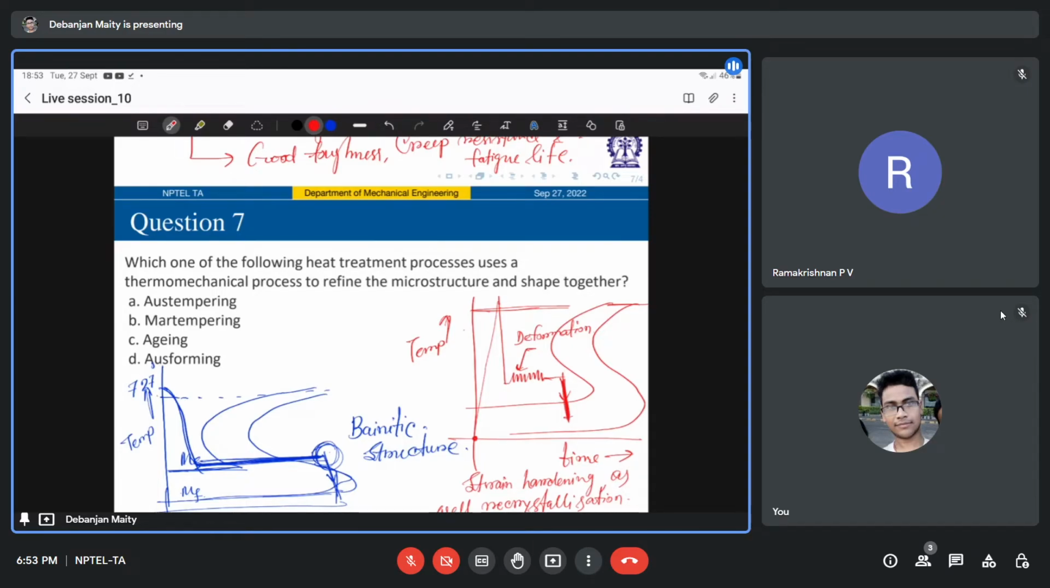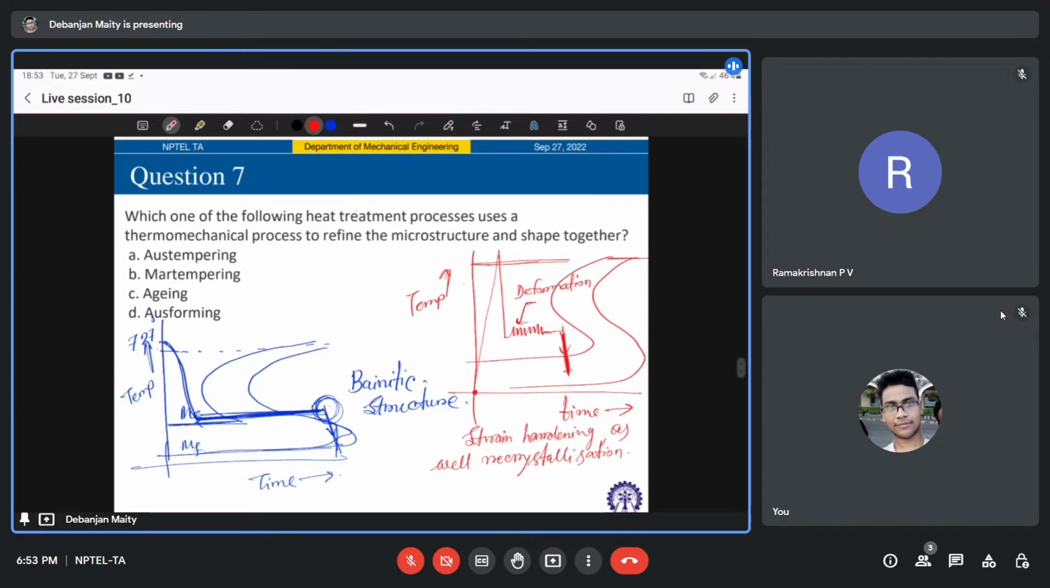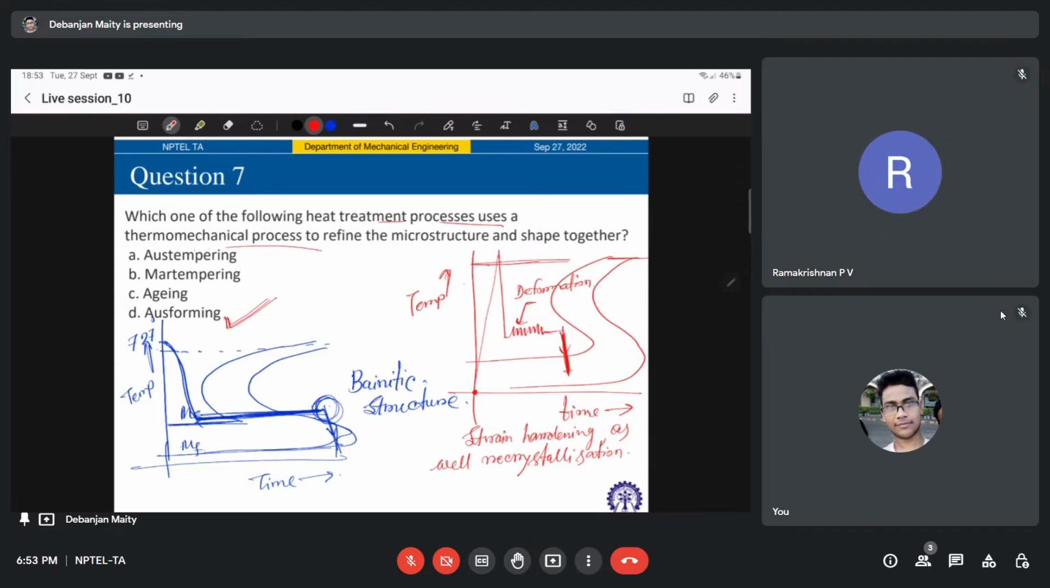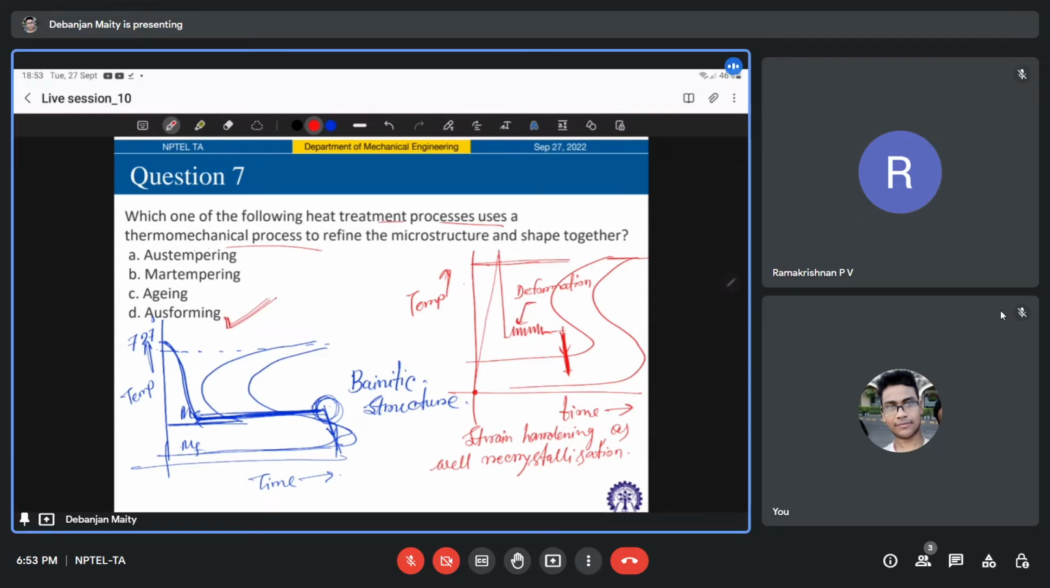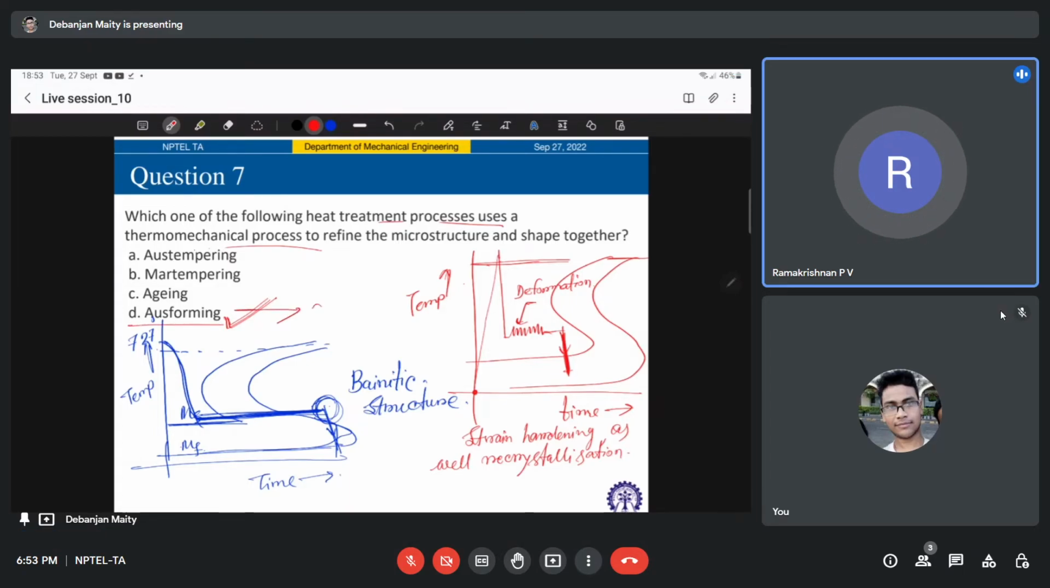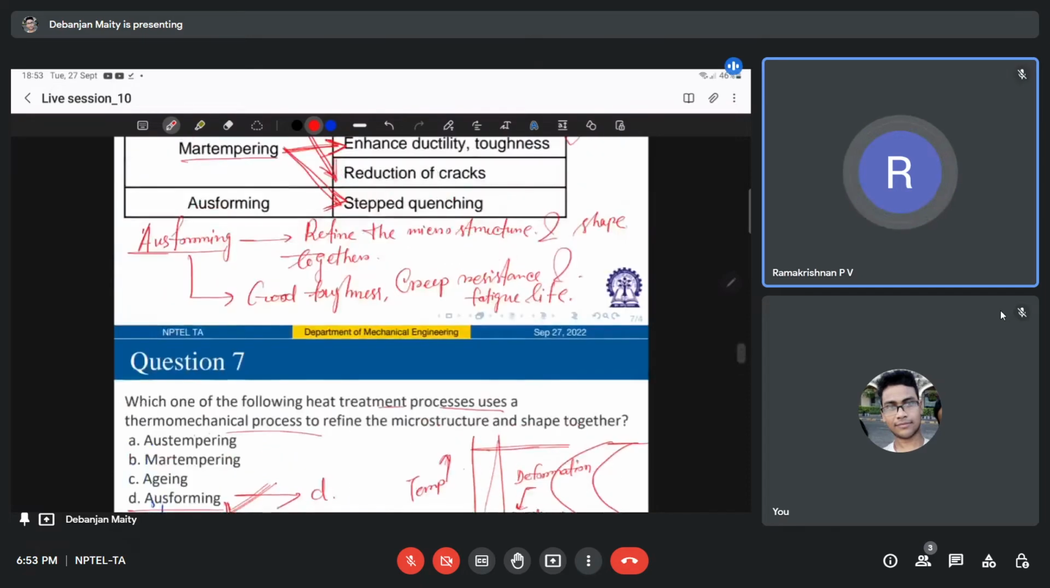So in question 7, this I also already discussed: which of the following heat treatment processes uses a thermomechanical process to refine the microstructure and shape together? Okay, this is ausforming, right? Yes, sir. Sir, in question 6, yeah.